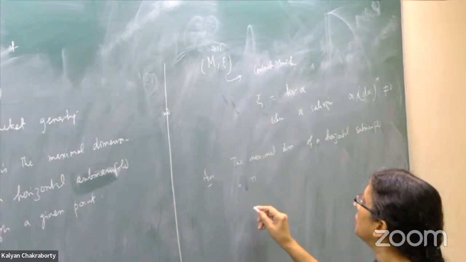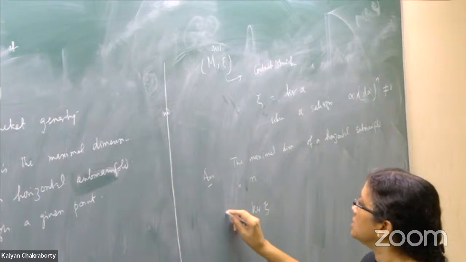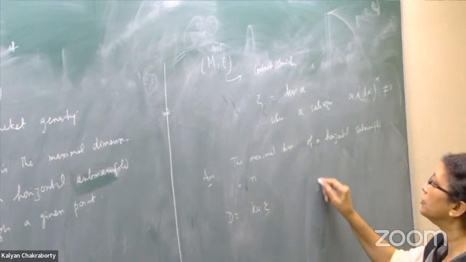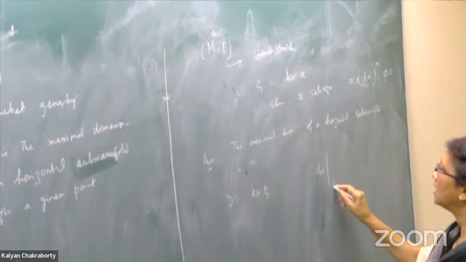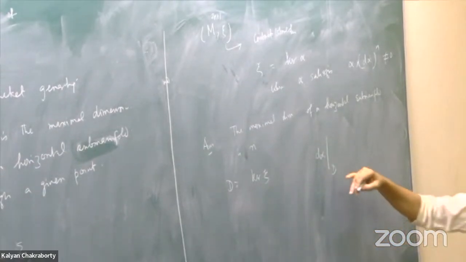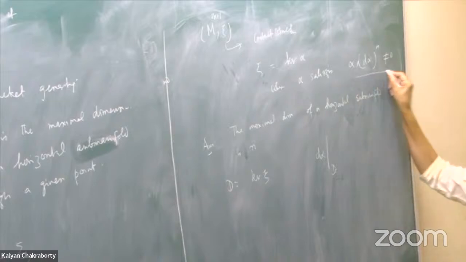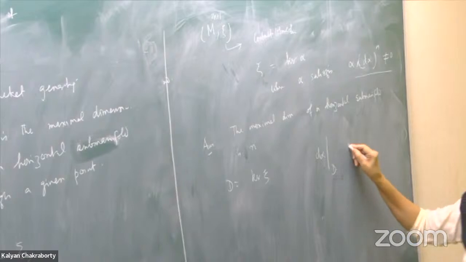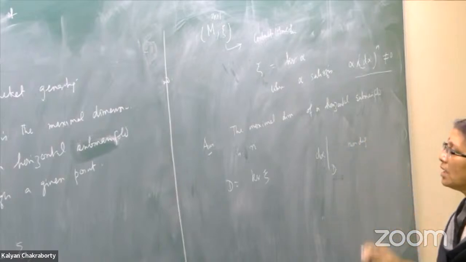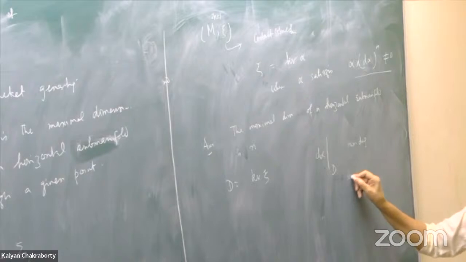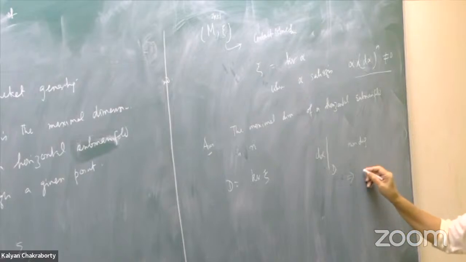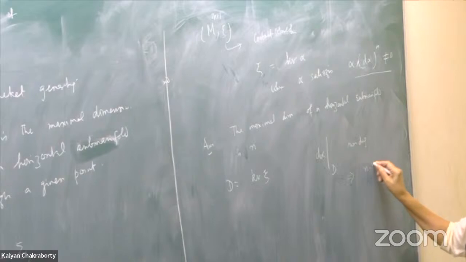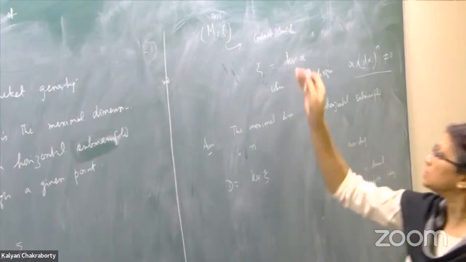Because what happens if you look at the kernel of xi, which is the distribution D, then if you look at d alpha and restrict it to D. This is a 2-form on D, and this condition says that this 2-form is non-degenerate. And immediately the linear algebra implies that it can have at most n-dimensional isotropic subspace. So let us look at this.